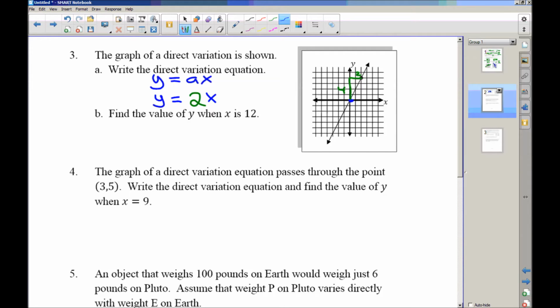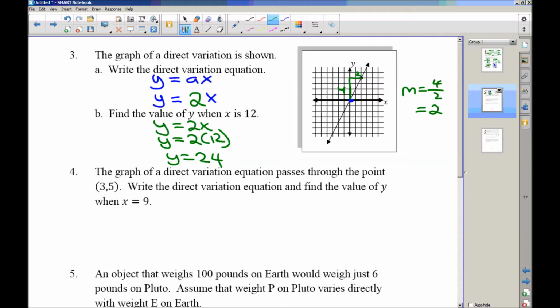We get that by doing the slope of this line, which is 4 divided by 2, or 2. And then it says find the value of y when x is 12. So we just take our equation, y equals 2x. We replace x with 12, and then we work it out. 2 times 12 is 24. So here's the value of y.